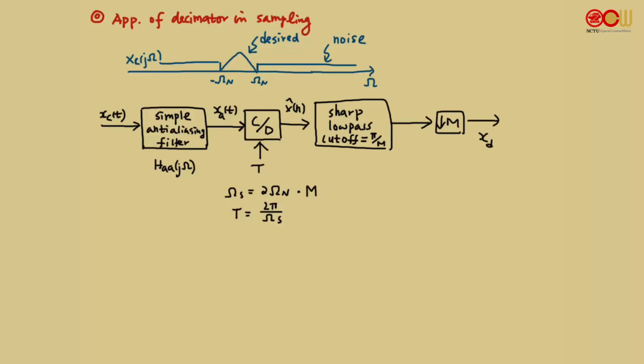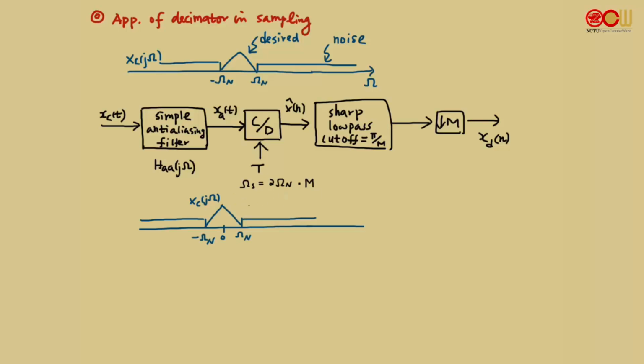And the output is xd[n]. Now let's use this example and see what we get out of this. Let me redraw Xc(jω) here, and let's say this is ωs, which is equal to 2 times ωN times M.